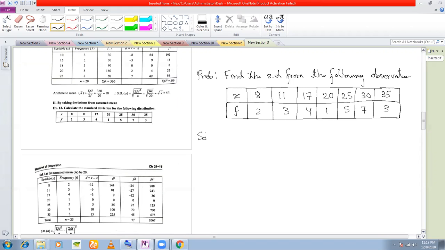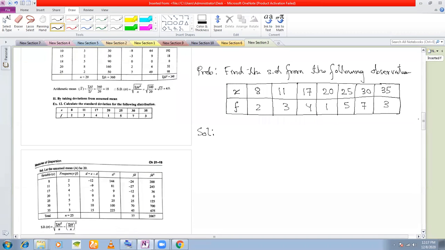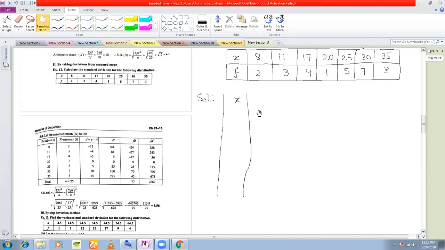For such a case where you don't have class intervals, in such a case again you will make certain number of columns. And what are the columns? Let me first make the columns here. The first column will be for your X. Fine. So you made a column for X. The next column that we are going to make will be for F.